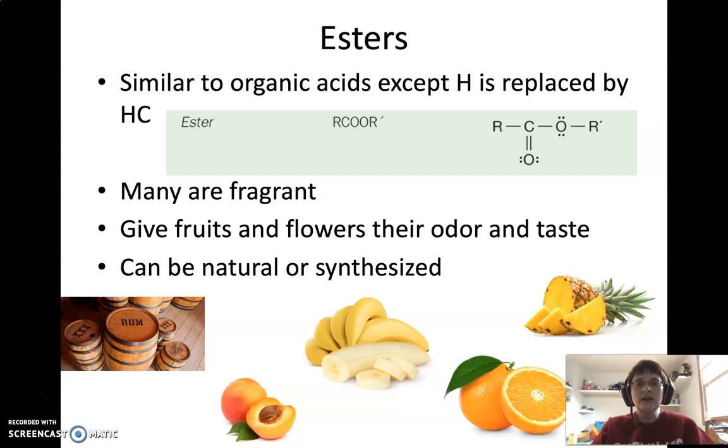So we've been able to synthesize the ester that gives the smell and taste of these different fruits, in the case of these bananas and oranges and pineapples, or the taste of the product of the rum. Now the synthesized ones might not be exactly the same because the taste is not just the esters but other chemicals as well, but it gets pretty close because most of the taste and odor is coming from the esters.